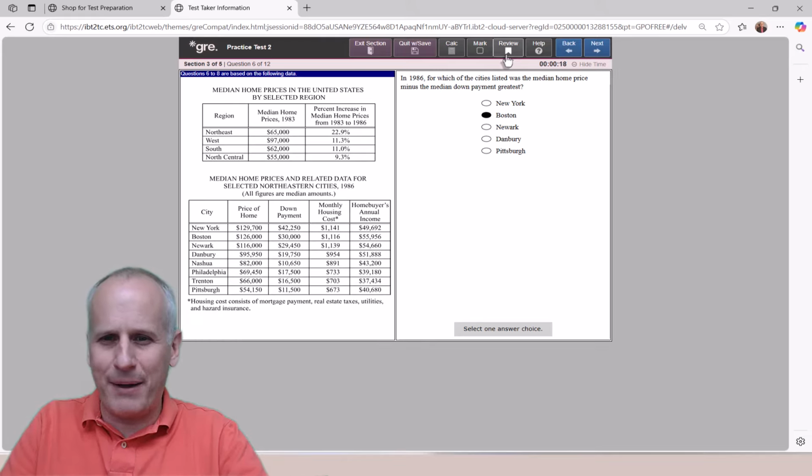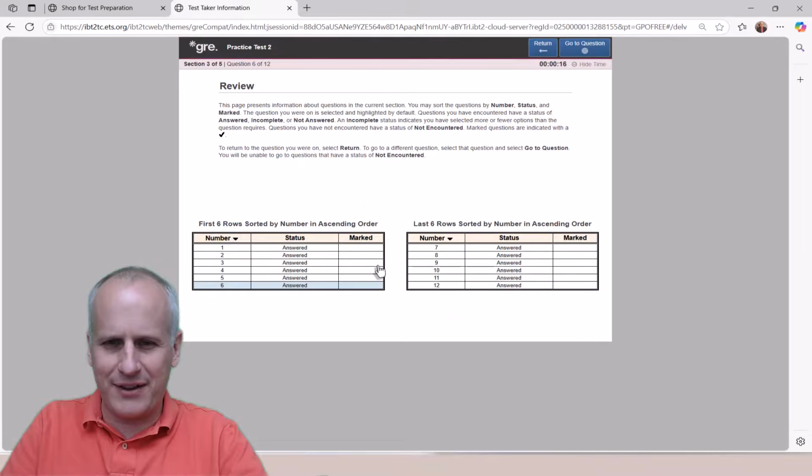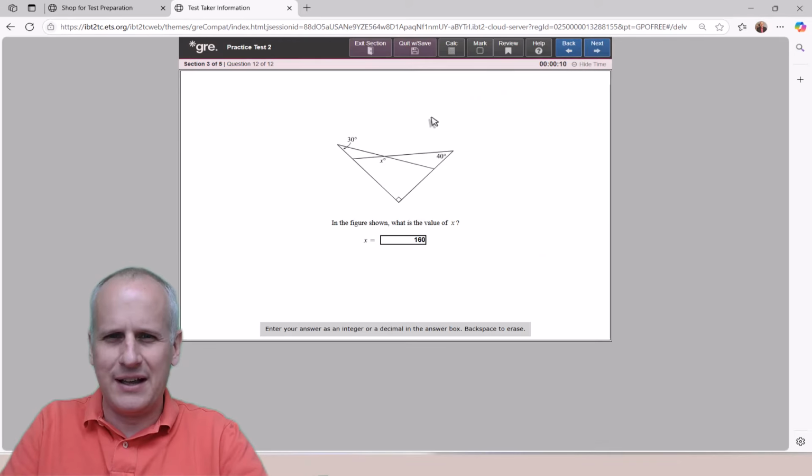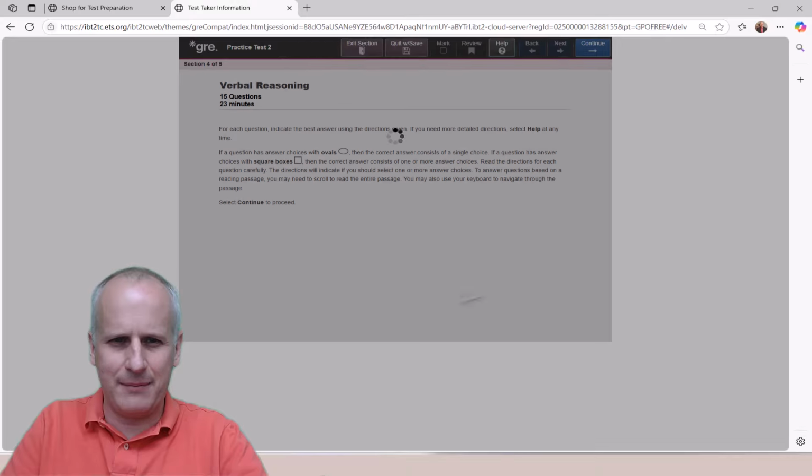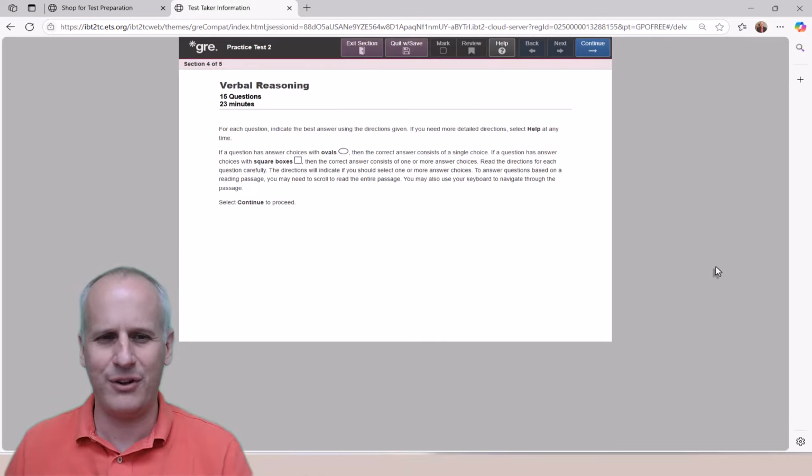And now I can go back to the review screen, make sure that I've answered everything, and then you will just have to click next ultimately. Once I hit go to question, I can then hit next, and then I hit continue, and I am now done with the section and would move on to the second verbal reasoning section of GRE Practice Test 2, which we'll address in another video.